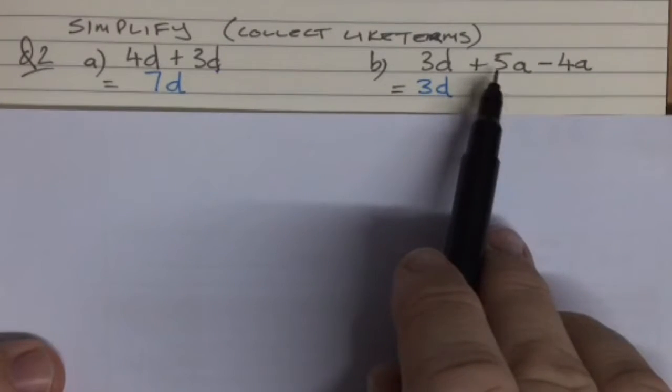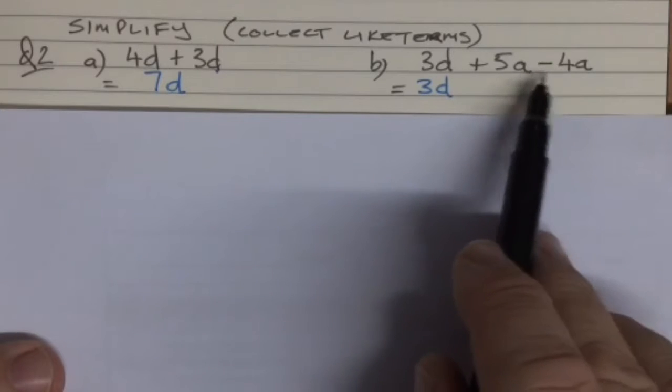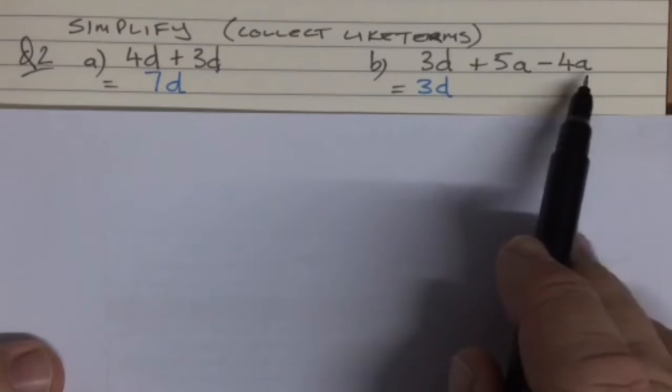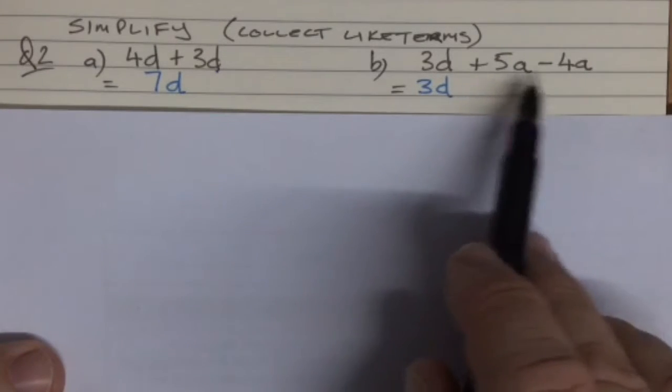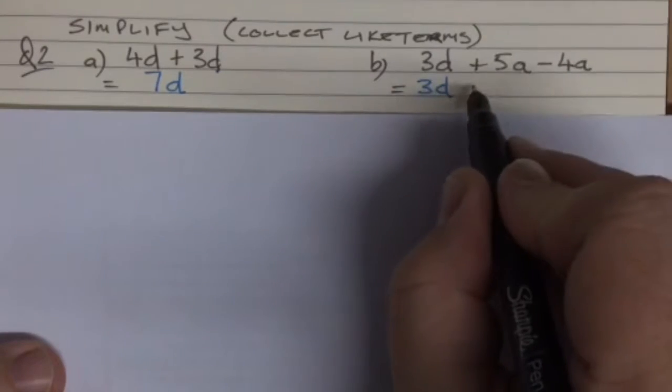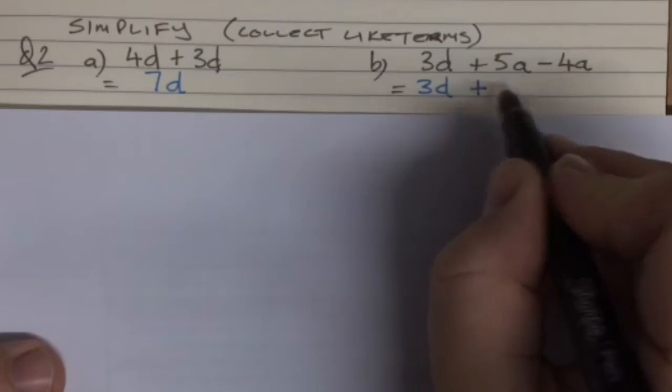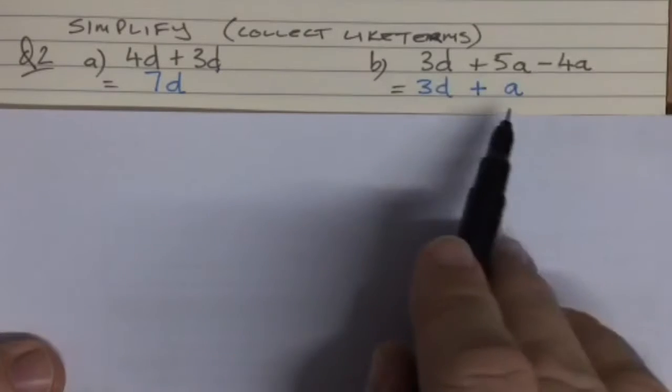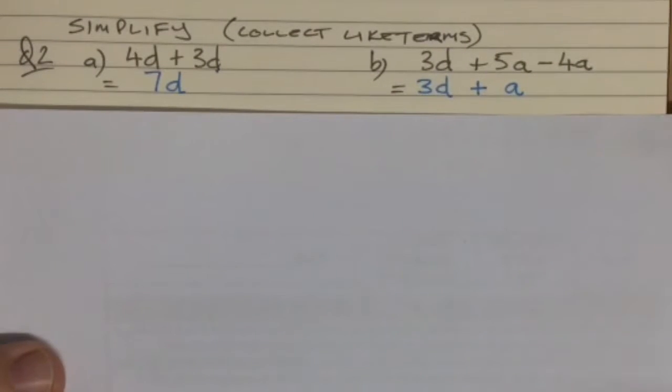Over on this side, I've got 5 bags of apples, and I'm losing or being subtracted by 4 bags of apples. So if I had 5 and I lost 4, clearly I've just got 1 left. And in maths, we just don't bother writing that 1. We just say, there's a bag of apples.